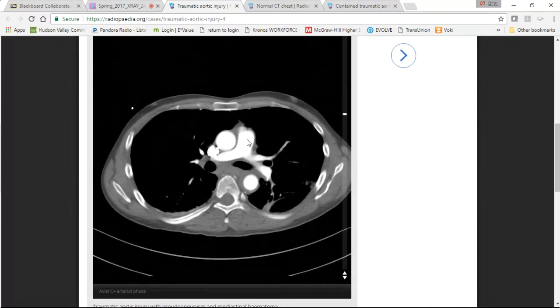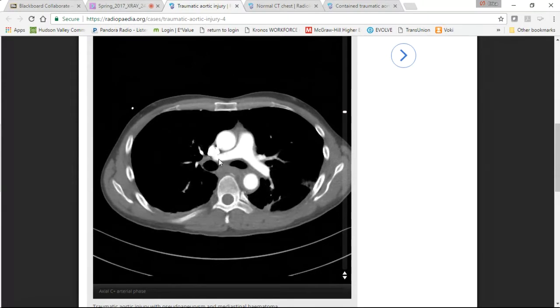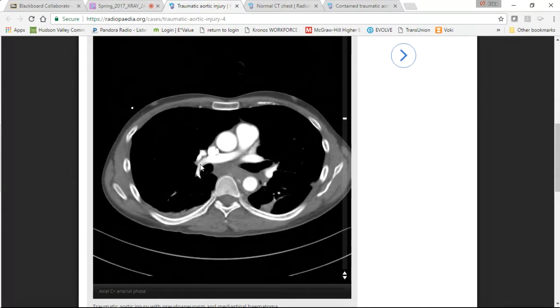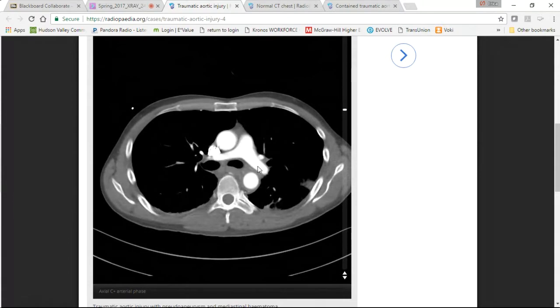There's your main branch right there, coming up out of the heart, branching over to the right lung, and then branching over to the left lung, okay? So any filling defect in here would be a pulmonary embolism.